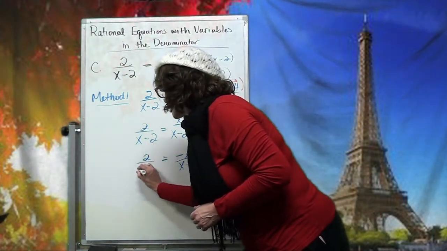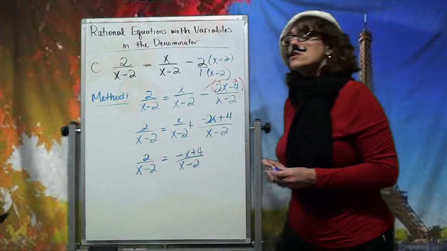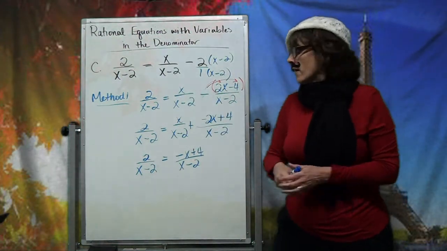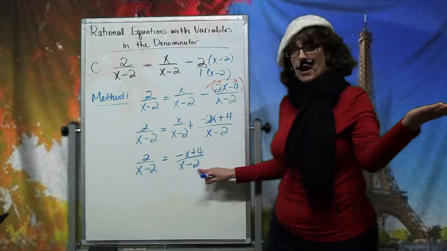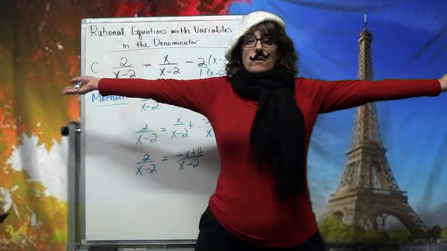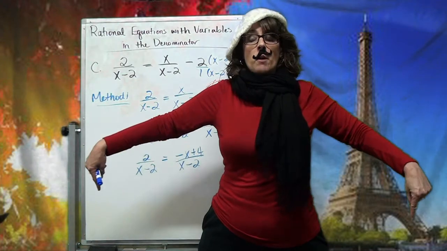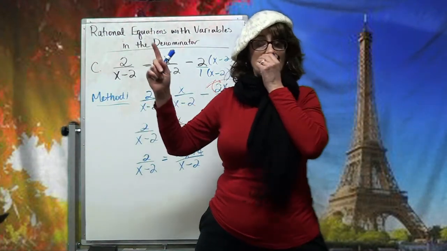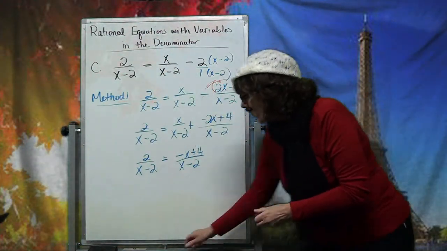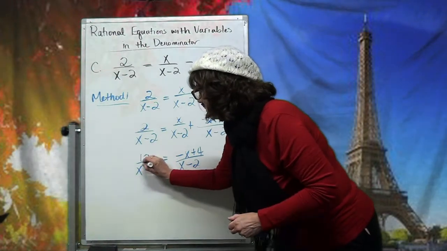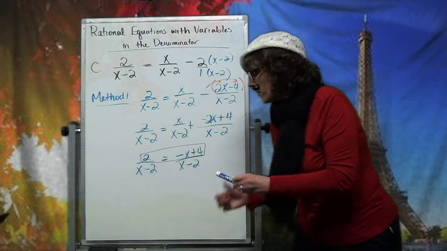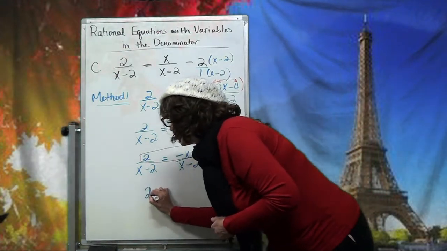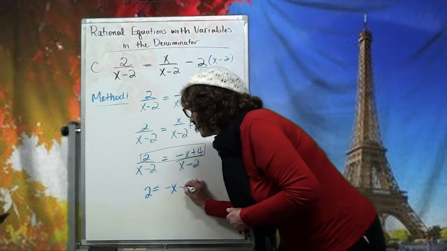And on this side, I have a 2 over x minus 2. So here we are at that point where in this pan is that fraction, in this pan is this fraction, and it's all balanced out. And if it's balanced out and the denominators are the same, the numerators have got to be the same. So therefore, that means that this 2 has got to be that numerator of negative x plus 4. So my 2 is going to be a negative x plus 4.